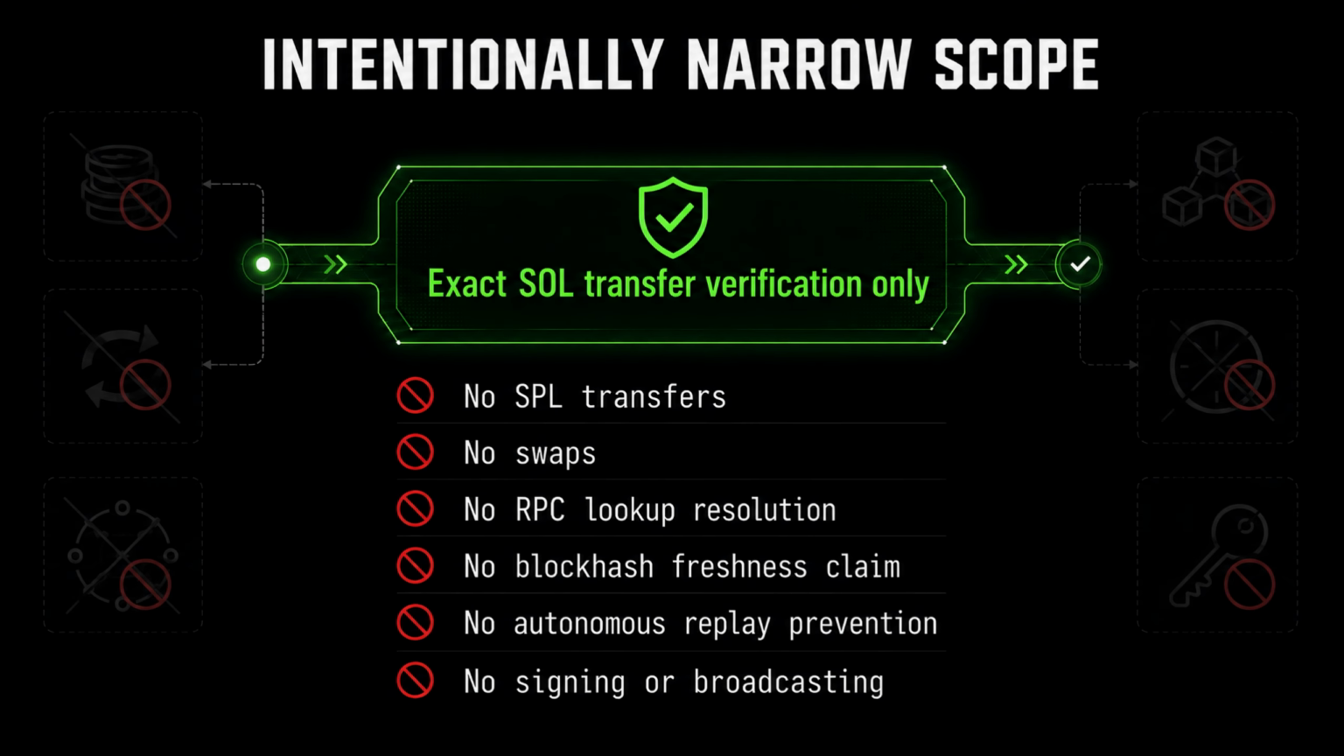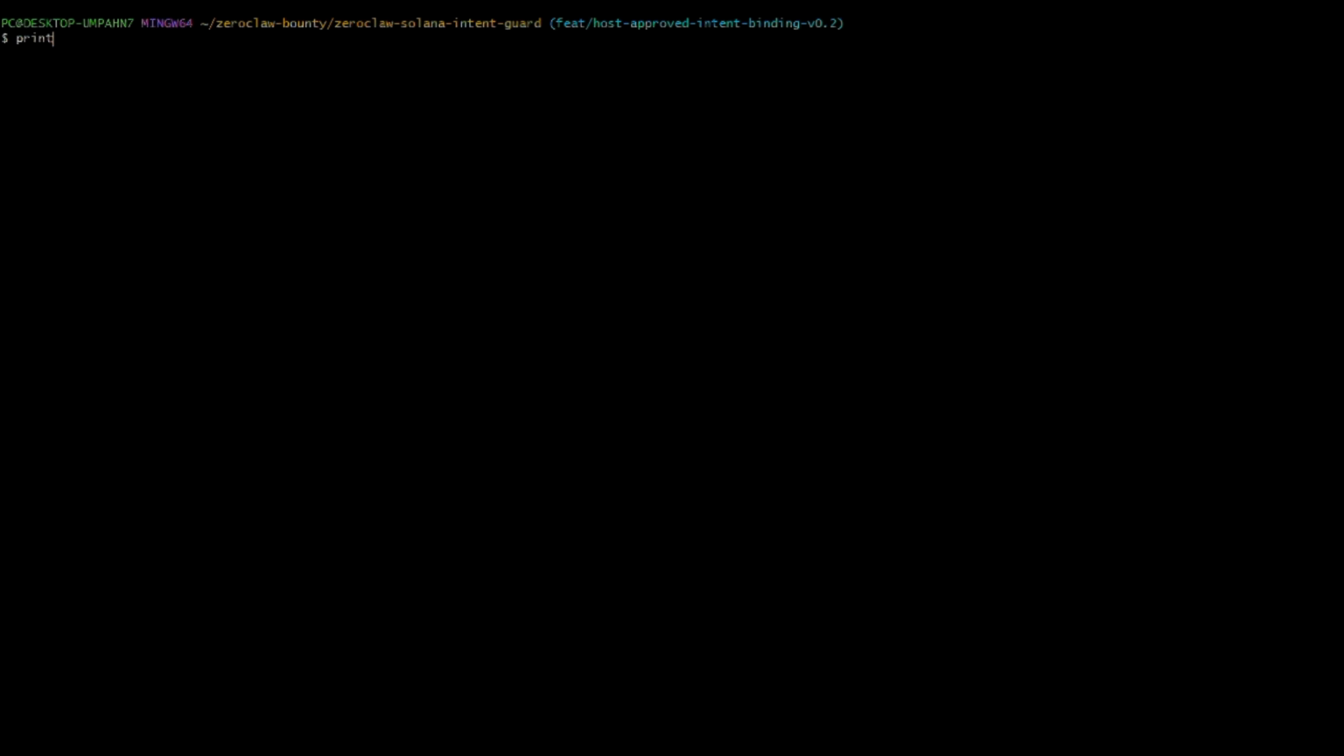The security problem begins when the same untrusted caller controls both the transaction and the intent used to approve it. In that model, a malicious or prompt-injected caller could construct a serialized transaction, then provide an expected intent that matches its own request. The transaction and its approval claim would appear internally consistent, even though both originated from the same untrusted source.